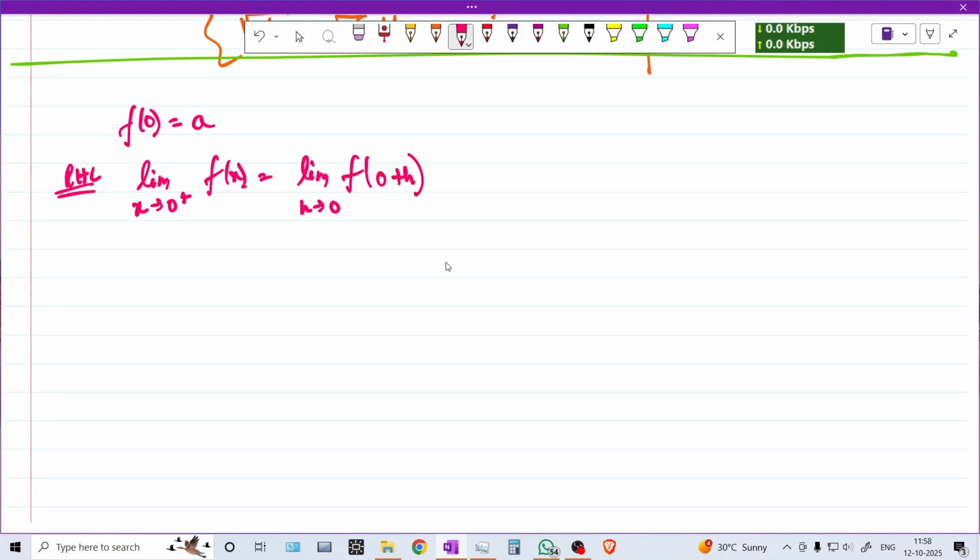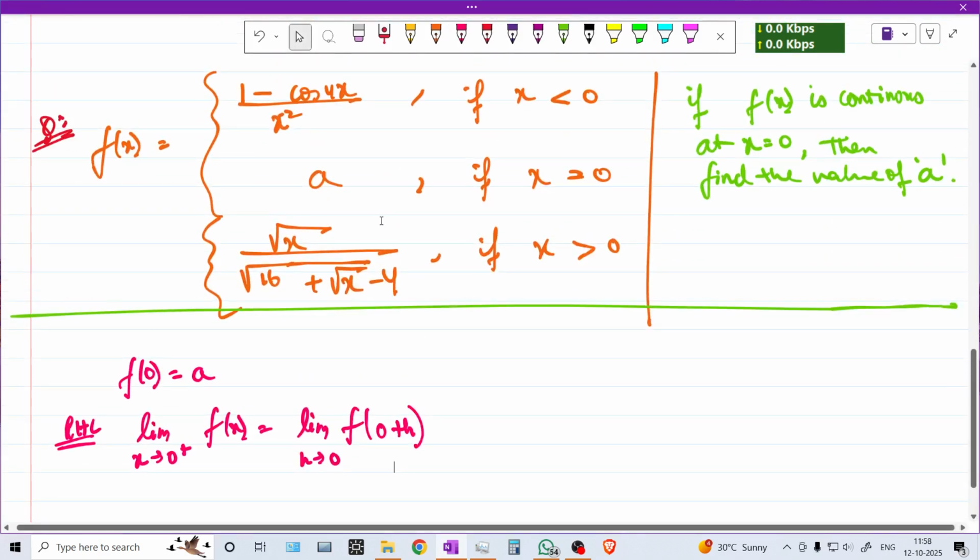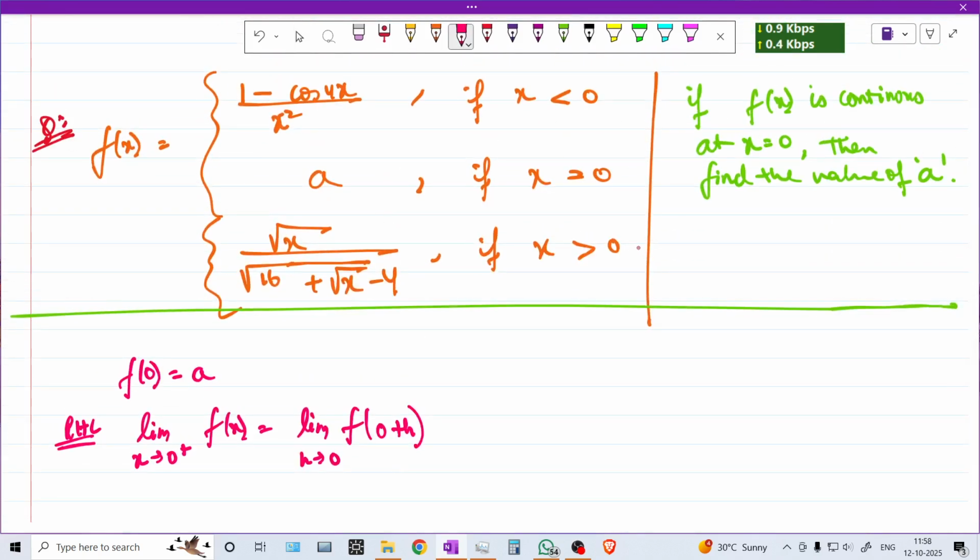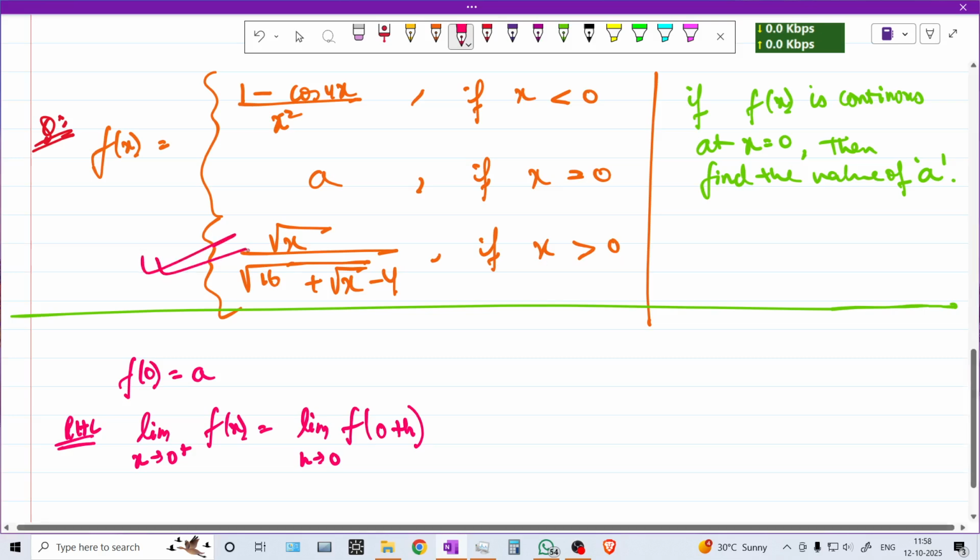Since it is the right hand limit, from the point 0 I am going h distance forward. That h is a very small quantity, so it is written limit h tends to 0 f of 0 plus h. So what is the right hand function? If you are going 0 plus, that means you are going greater than 0. That means this function is activated when x is greater than 0.